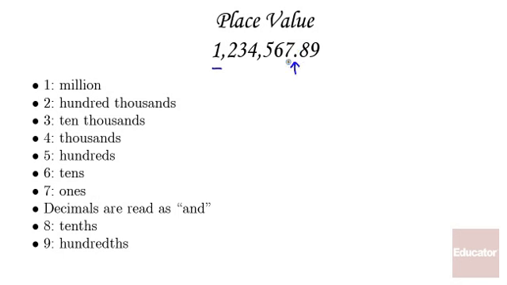So we're going to say 567 and 89 hundredths. So this right here, the first number after the decimal is going to be tenths place with a TH, and the next number is the hundredths place. Okay?